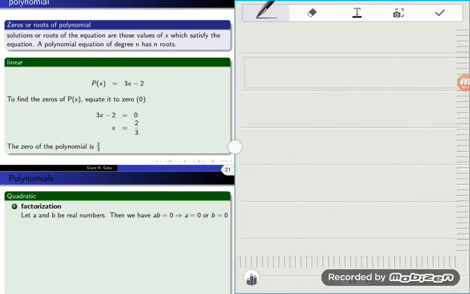Finding the zeros of a polynomial, or the roots of the polynomial, or the solution of the polynomial, they all mean the same thing. It simply means equate your polynomial to 0 and find the value of the variable in your polynomial. So if I have a polynomial p of x, then to find the zeros of the polynomial, it means equate p of x to 0 and find the value of your variable x in the polynomial.